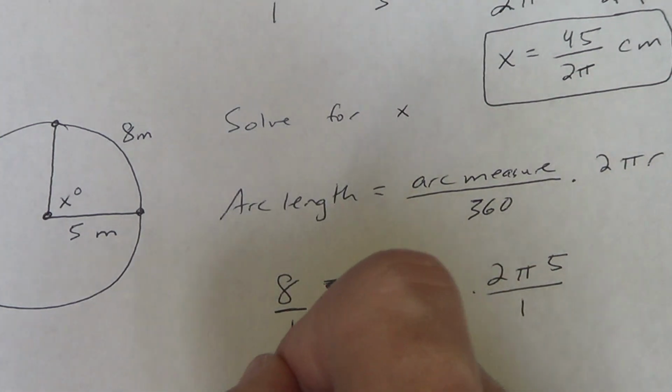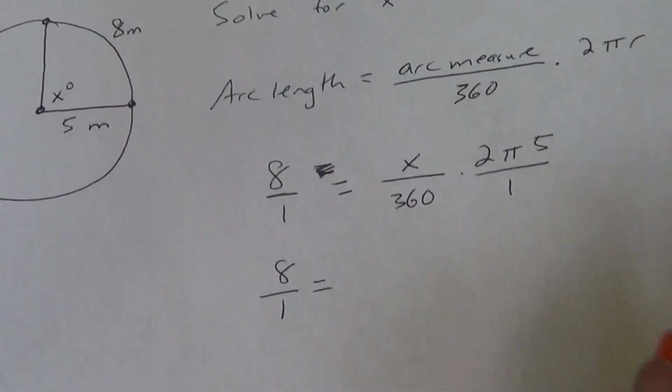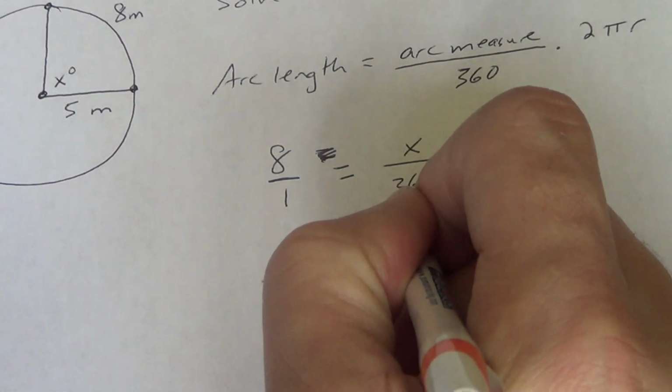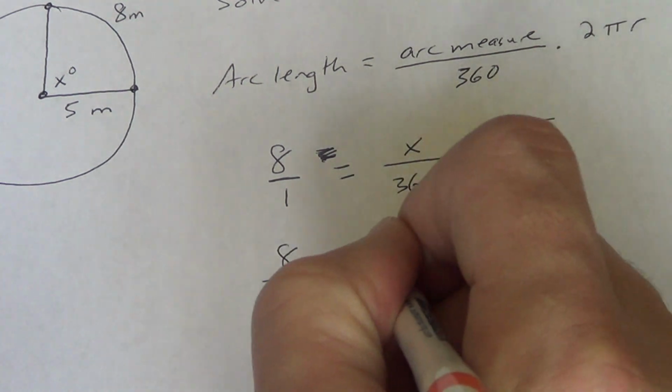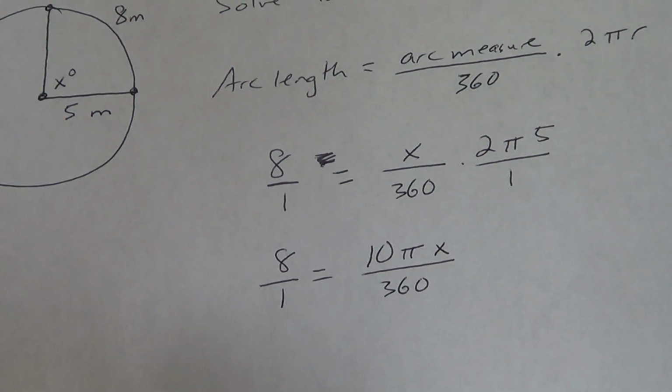8 over 1 equals x times 2 times pi times 5. Well, I can multiply the 2 and the 5 together and get 10. And then I still have my pi and I still have my x over 360. Now we can do a little reducing here if we want to, or we can cross multiply right away and reduce at the end. I'll show you that method.